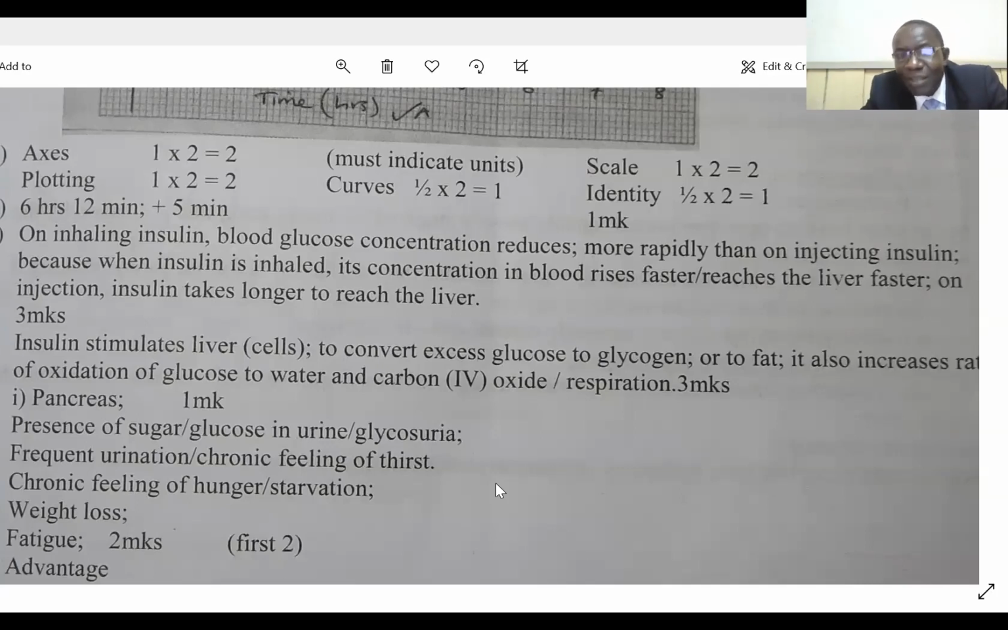You should know that. But when it is inhaled, it will get directly into the lungs. You can see it has skipped so many steps. Now it is in the lungs. In the lungs, it will be absorbed into the blood, and then it will reach the liver faster to effect the reduction of the blood glucose level. The examiner expects a candidate to know that something inhaled is able to reach the liver faster than something which is injected, because whenever something is injected, it must first pass through other body parts.